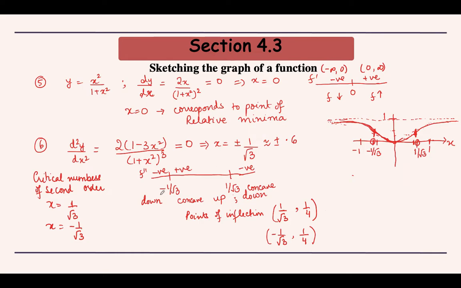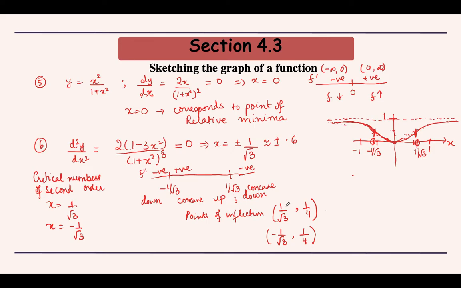So that tells us that in the interval minus infinity to minus 1 by root 3, the function is concave down. In between minus 1 by root 3 and plus 1 by root 3, it is concave up, and then for greater than 1 by root 3, the function is concave down. So this tells us the concavity behavior. It also tells us that these 2 points are points of inflection, because the function concavity behavior changes from down to up and then from up to down.